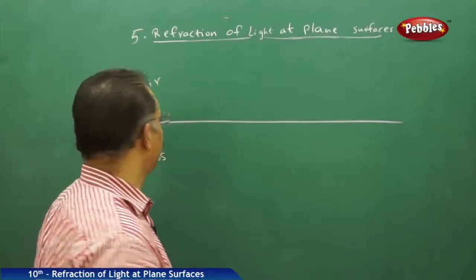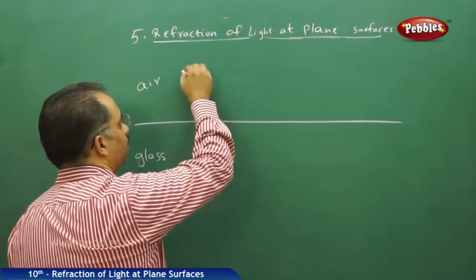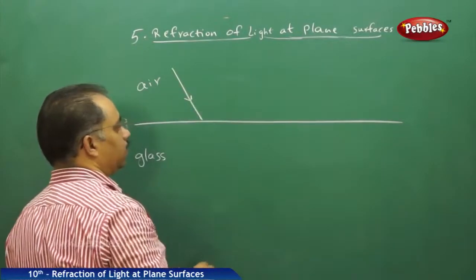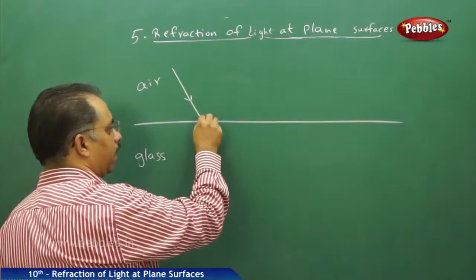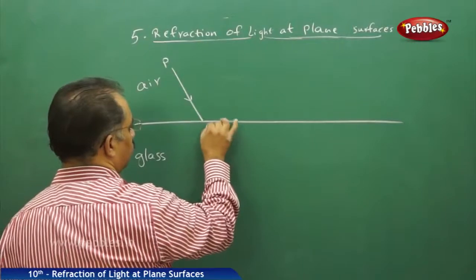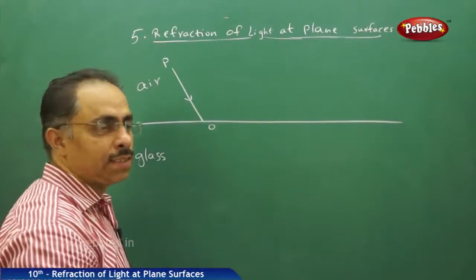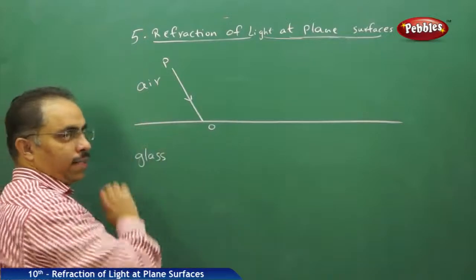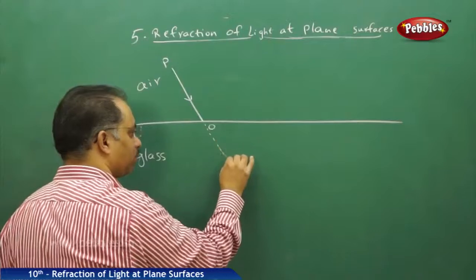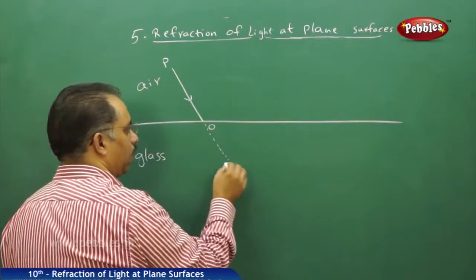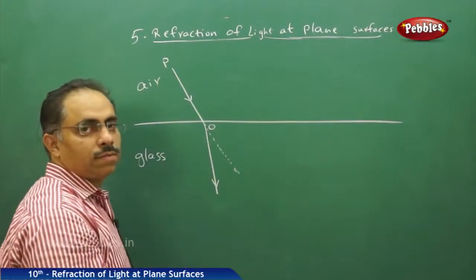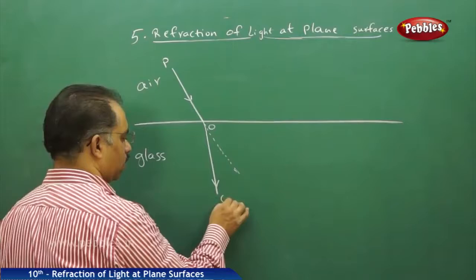Let us consider a light ray traveling from air to glass. This way, we'll consider a ray of light, say P, and here the point is O. So O is the point of incidence on the boundary of air and glass. Now, instead of going straight like this, it will bend and travel. Say Q.